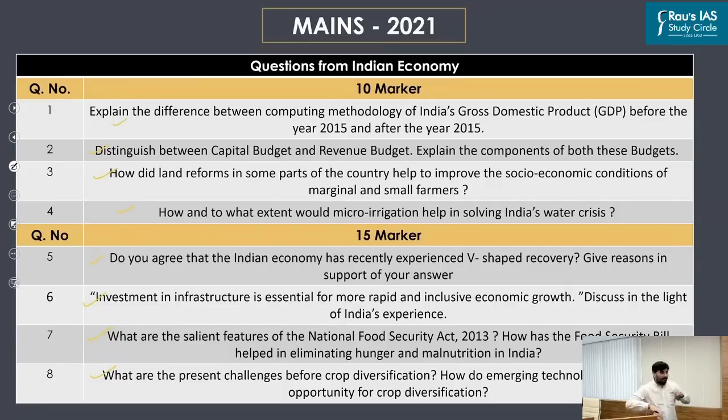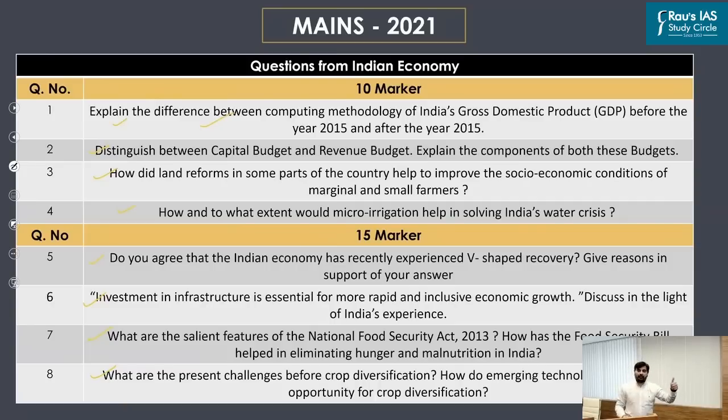Now, the best example happens to be this. Explain the difference between the computing methodology of India's GDP. UPSC did not ask us a question about what is the controversy over the GDP estimation. Rather, UPSC asked a question related to the core part of the syllabus, right? So broadly, we have 3 types of questions. So how should you prepare for these types of questions?